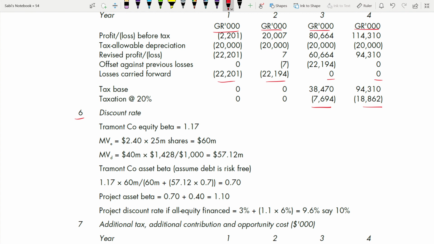It is not given. But we can find cost of equity. How? We have the asset beta. We can find the equity beta and then cost of equity. So that cost of equity we are going to use to discount the cash flow.